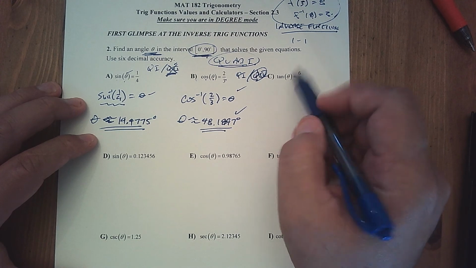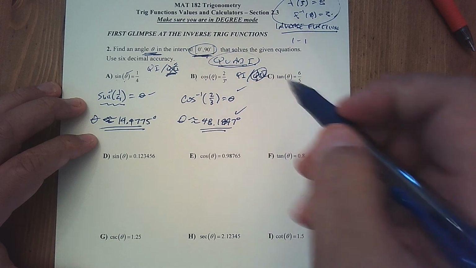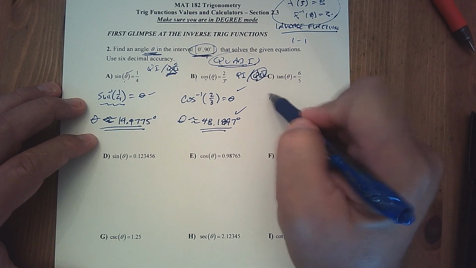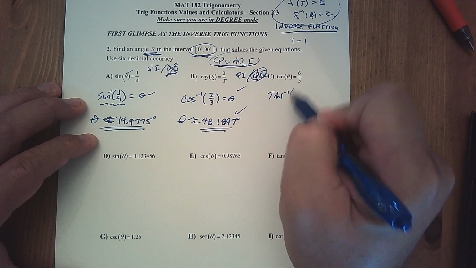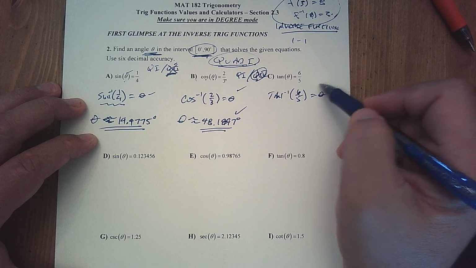Last but not least here, we have the tangent of theta equals 6/5. All right, and so basically, again, using the theory, if the input gives us this output, then the inverse function takes that output and gives us the input. And so again, there's the exact answer.